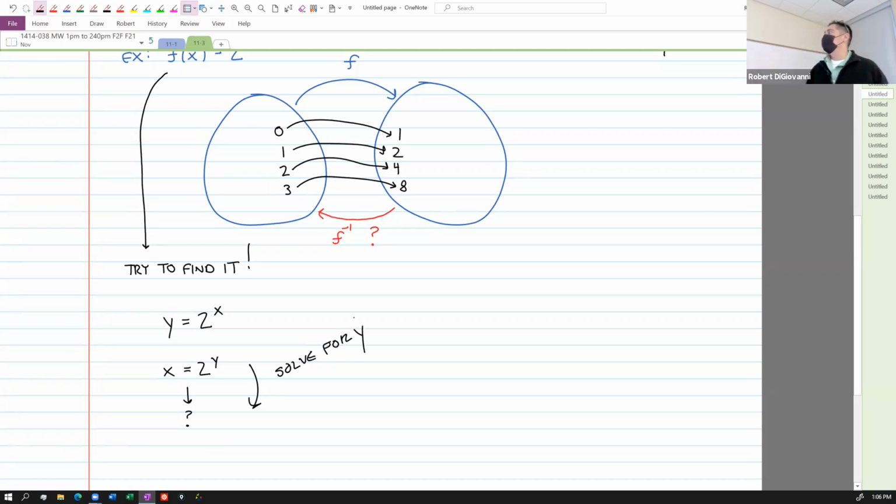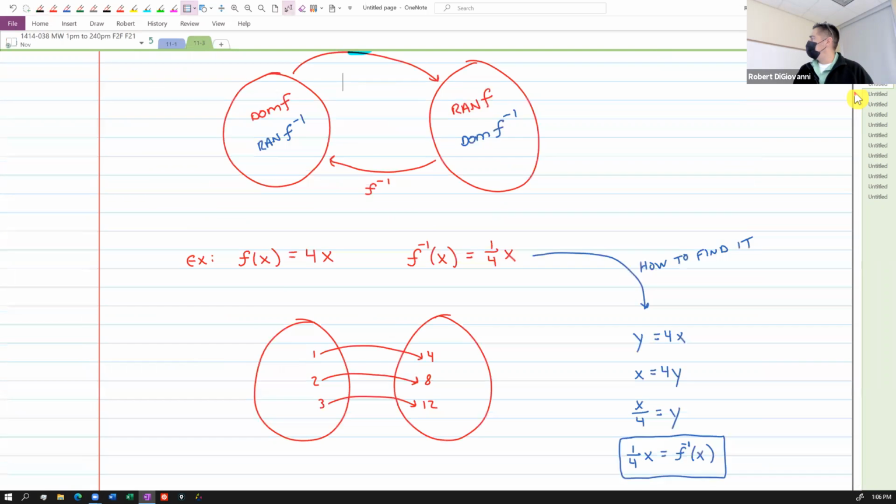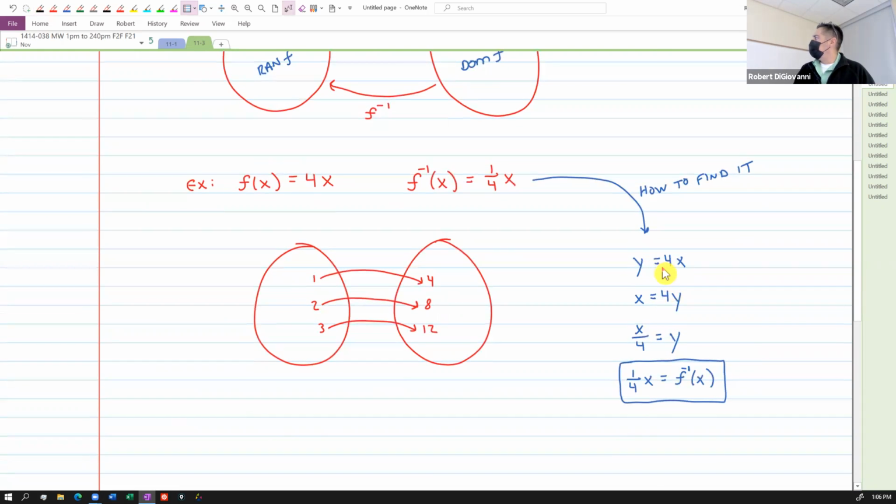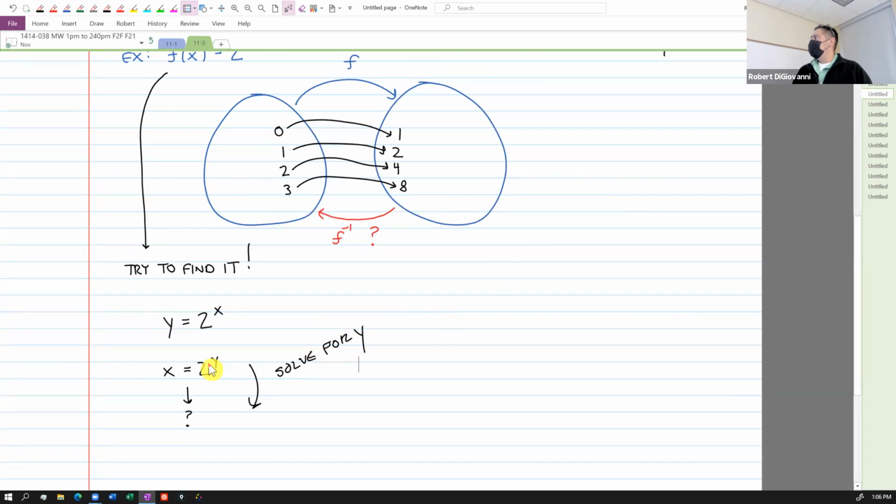And this is where we run into a problem. This is where we actually run into an issue. Because in the previous problem, when we replaced the x and y, to solve for y was simple. We just divided both sides by 4, right? We did some algebra, right? We divided both sides by 4. So is there any algebra that we know of that will allow you to solve for y here?